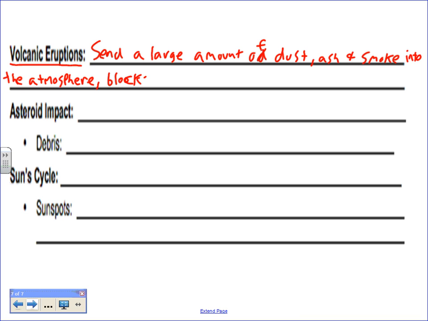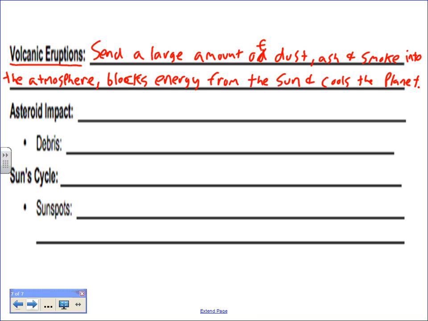It blocks energy from the sun and cools the planet. So we're not able to get that solar energy from the sun anymore, and our planet cools. And that'll significantly change the climates of our planet and the biomes.